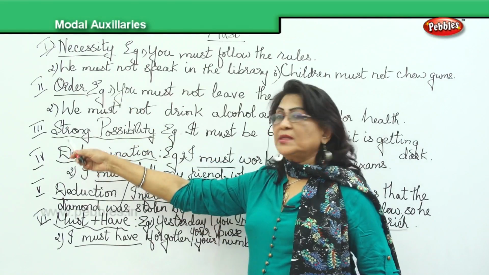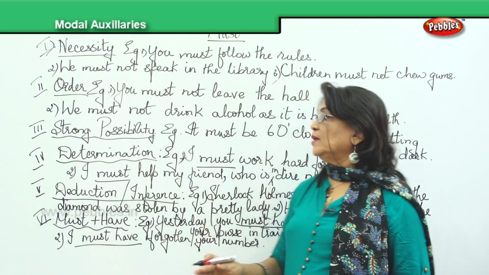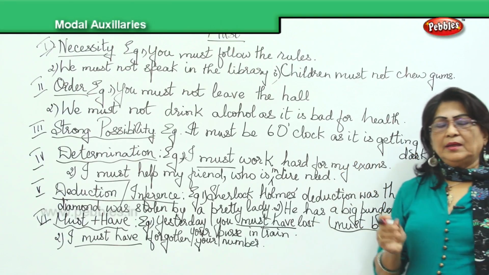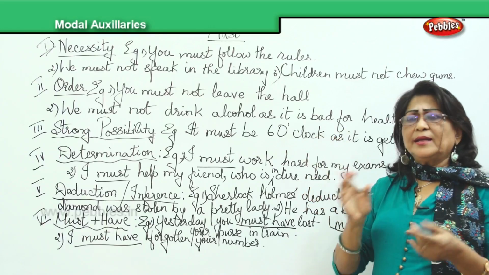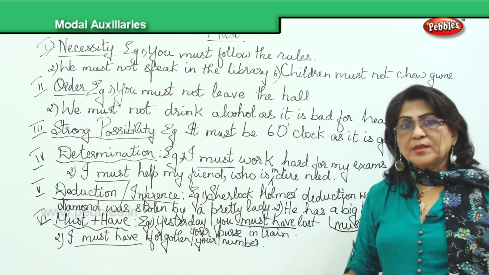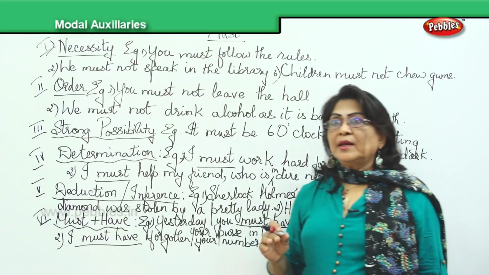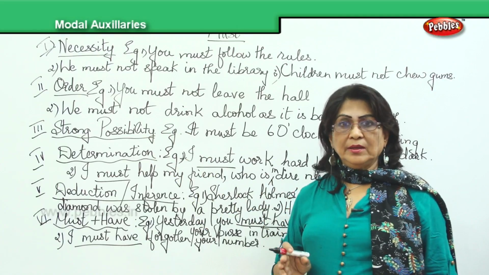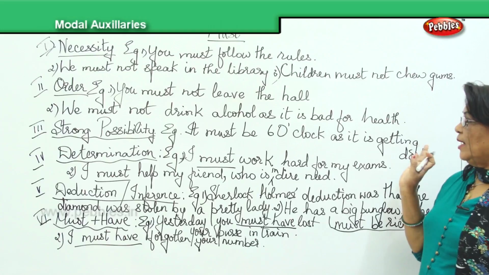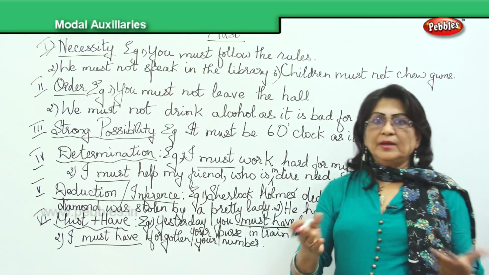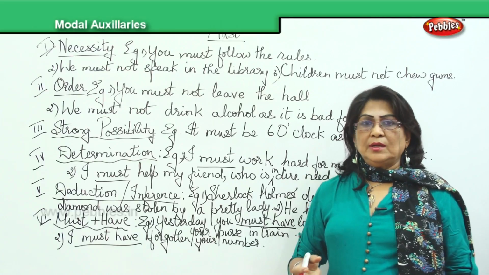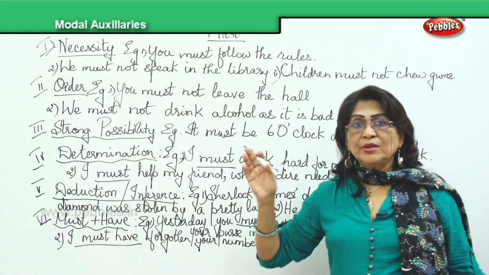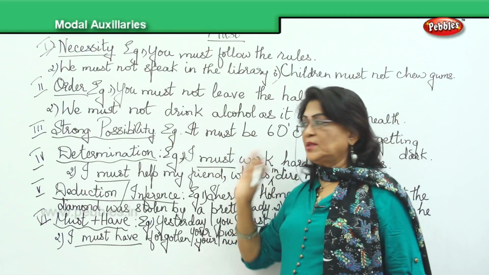Next thing is strong possibility. It must be 6 o'clock as it is getting dark. Like possibility. Because it is dark, I think it must be 6 o'clock. It is a possibility. Okay. Or if you say the dog is barking, there must be someone outside the door. Okay, I have given only one example here. Maybe you can take down that also. As the dog is barking outside, there must be someone at the door. Okay, that's a strong possibility.